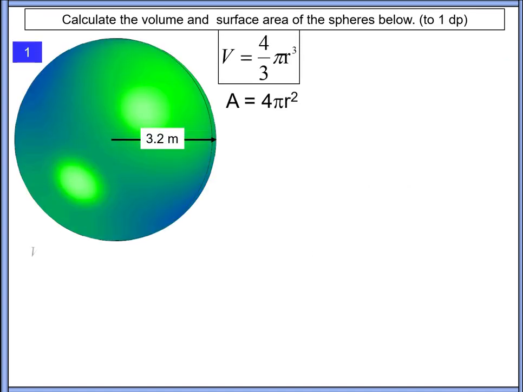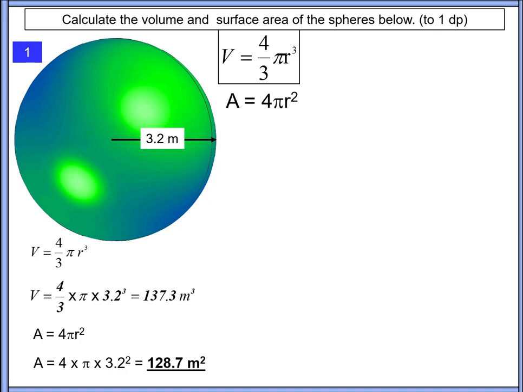For this question, question 1, I want you to find the volume and the area. Click pause. When you're ready to check your answer, click play again. Off we go. Good. Write our formula down. Radius is 3.2. So you should have 137.3 cubic metres. Area is 4 pi r squared, so it'll be 4 times pi times 3.2 squared, 128.7.